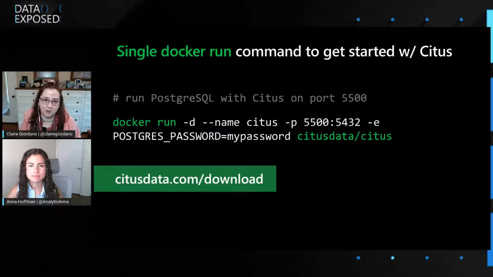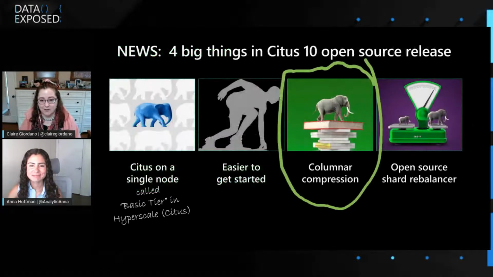It also makes it easier to just try things out with Citus open source. There's a single Docker run command that you can now run to kick the tires and get started with Citus. I put a short URL on the screen to get to our download page, where you can download packages in whatever flavor of operating system and get access to the instructions for the single Docker run command.